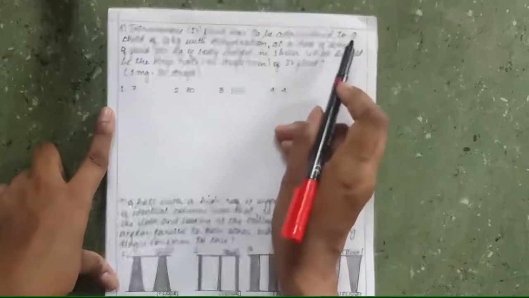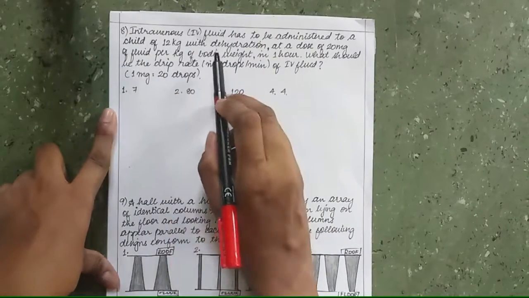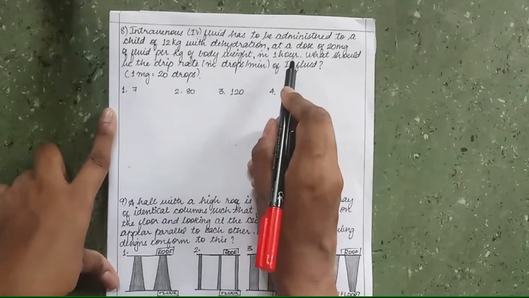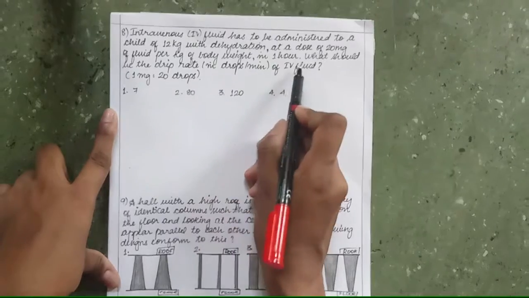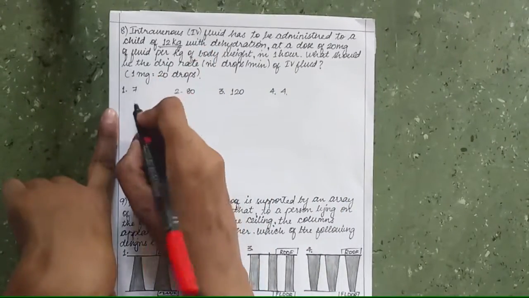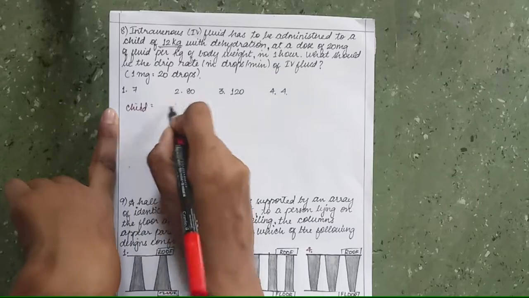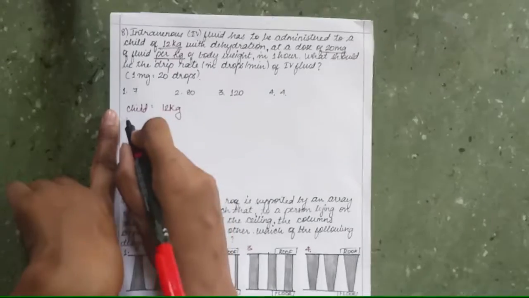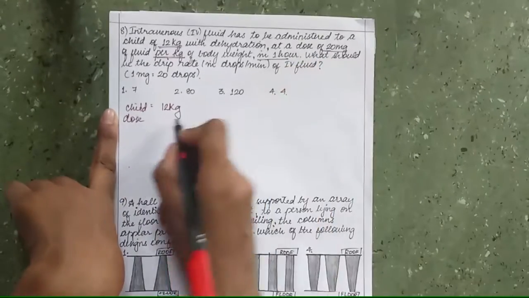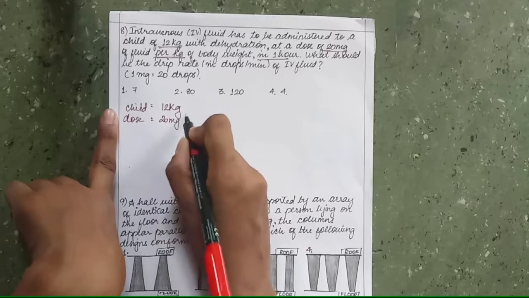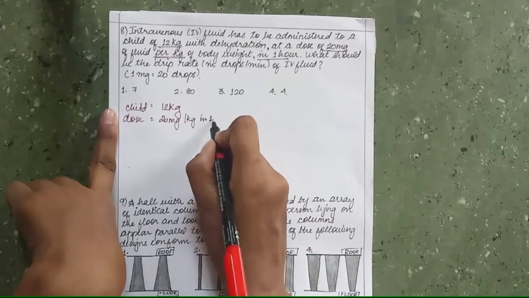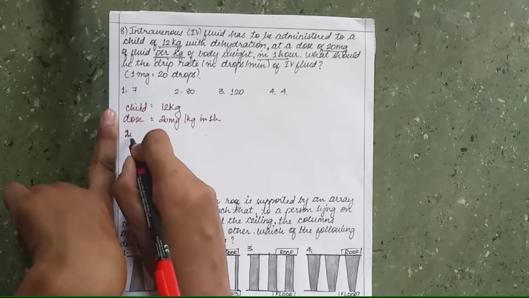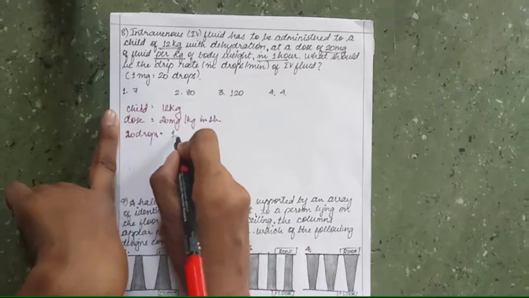Intravenous fluid has to be administered to a child of 12 kg with dehydration at a dose of 20 mg of fluid per kg of body weight in 1 hour. What should be the drip rate of IV fluid? Now the given data is that the child is 12 kgs. The dose is 20 mg per kg of body weight in 1 hour. So what should be the drip rate is the question. Also it is given that 20 drops corresponds to 1 mg.